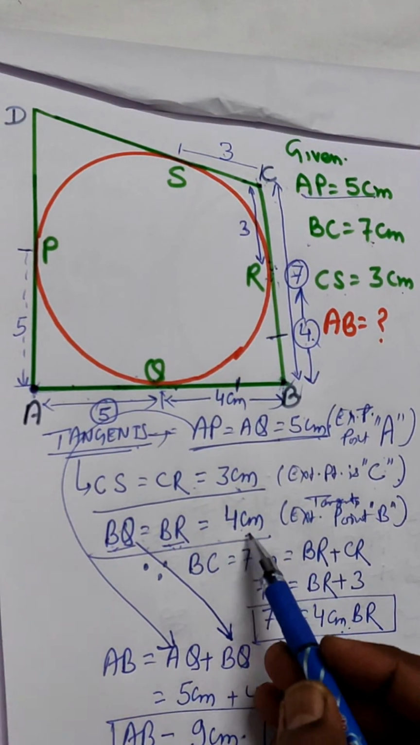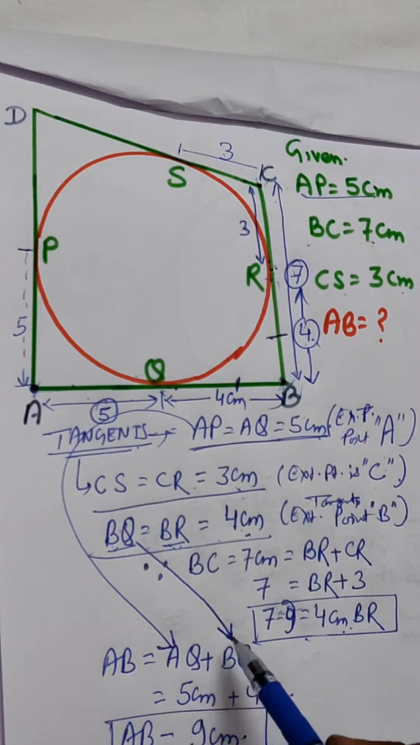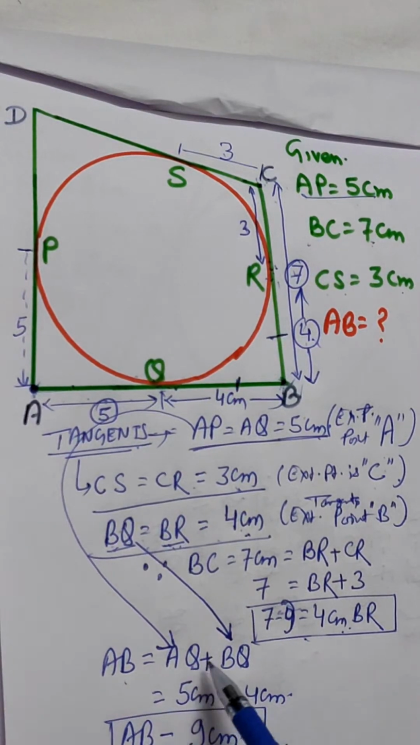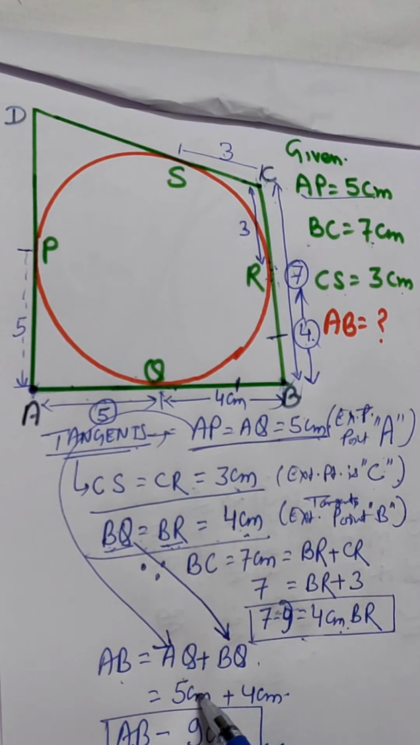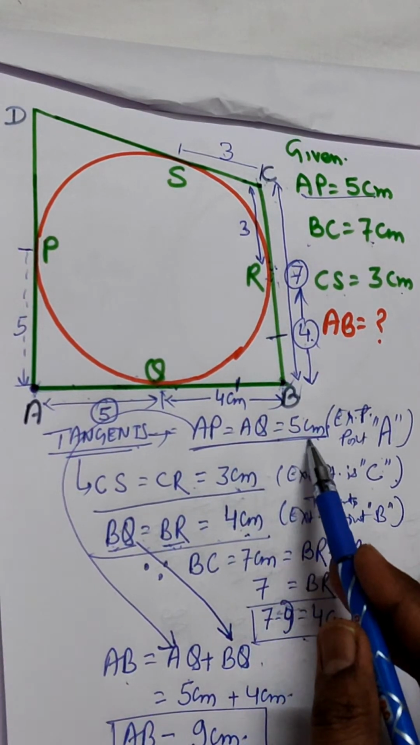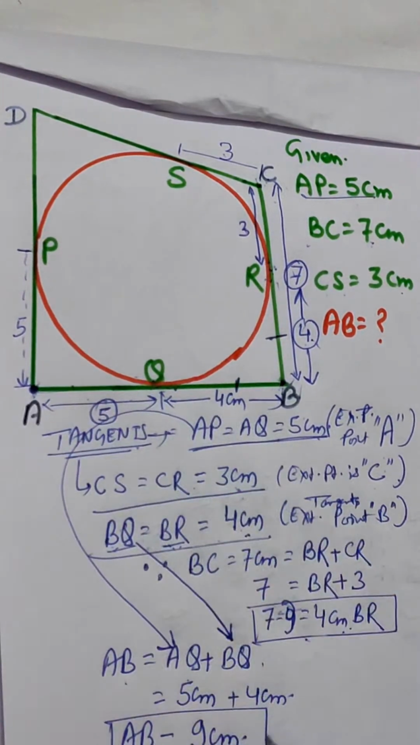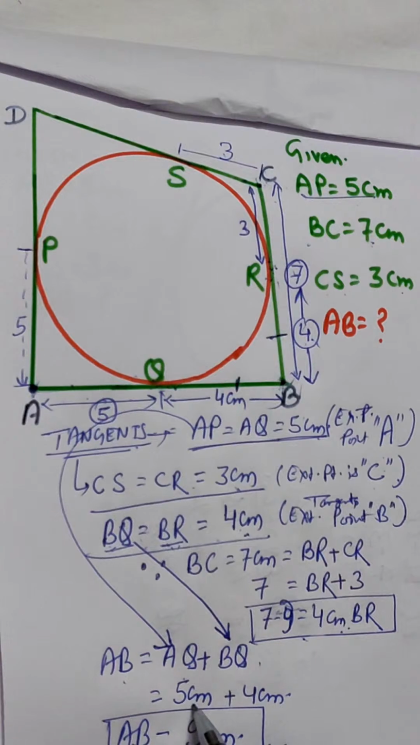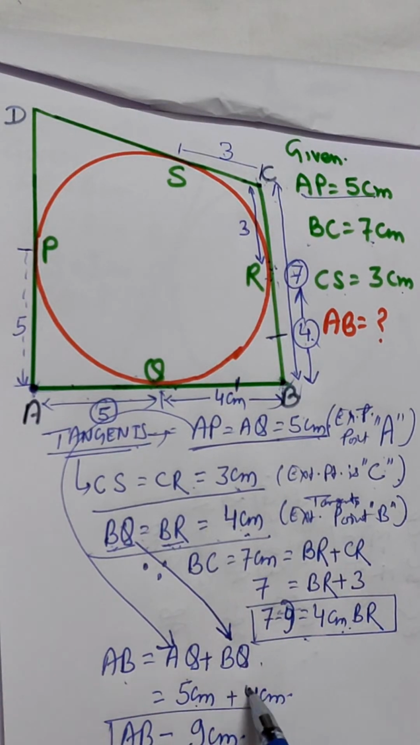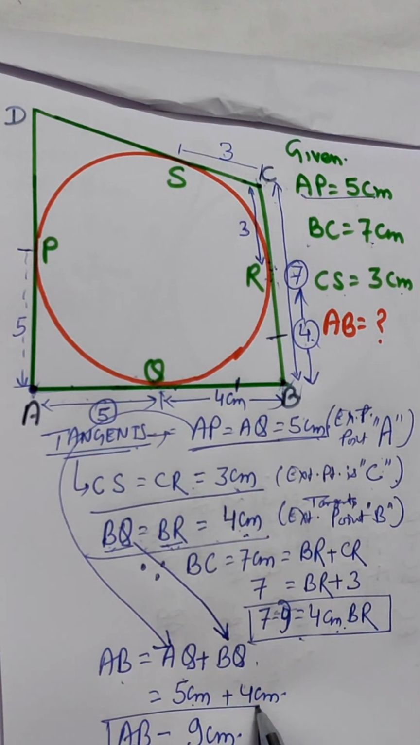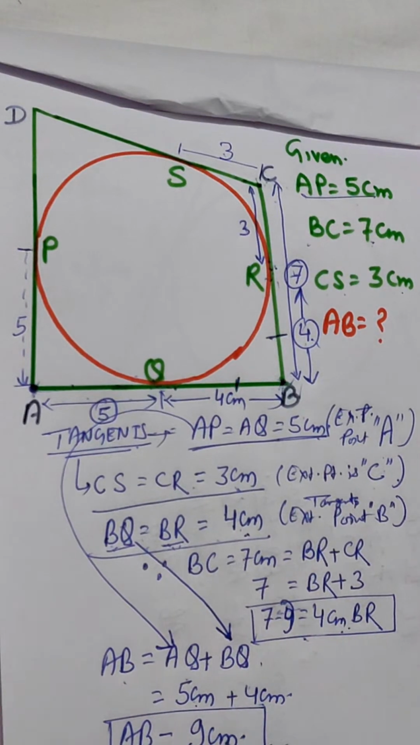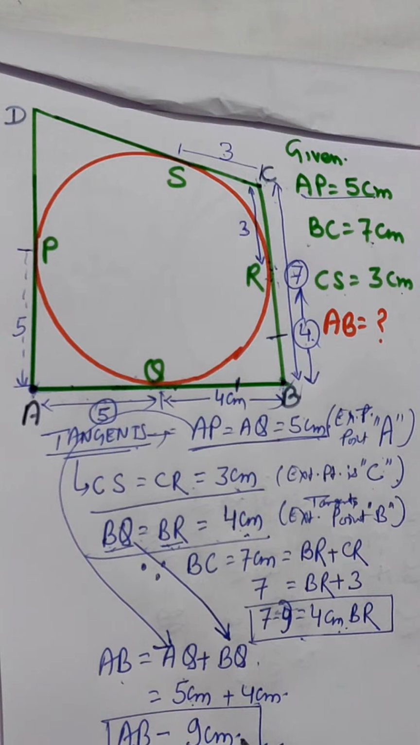Now, when you put the values over here, you will get AB as AQ plus BQ, and the length of AQ is 5 centimeter. Here you can see the tangents from the external point A. AQ is 5, so put the value of AQ as 5 centimeter, and in place of BQ write the value of 4 centimeter. So 5 plus 4 will be equal to 9 centimeter. So the length of AB is calculated as 9 centimeter.